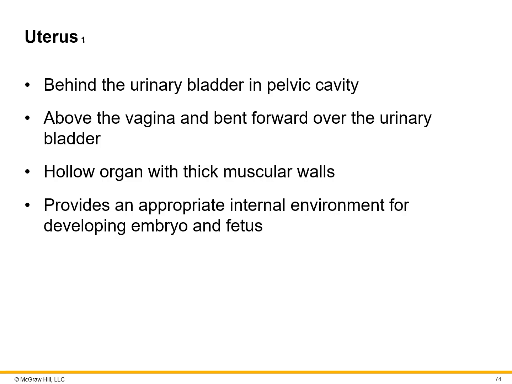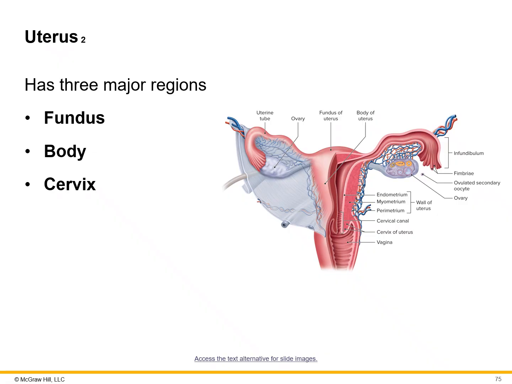So I'm going to go to the next slide. The uterus does have three major regions. It's got the fundus, the body, and the cervix, which you can see in the diagram to the right.